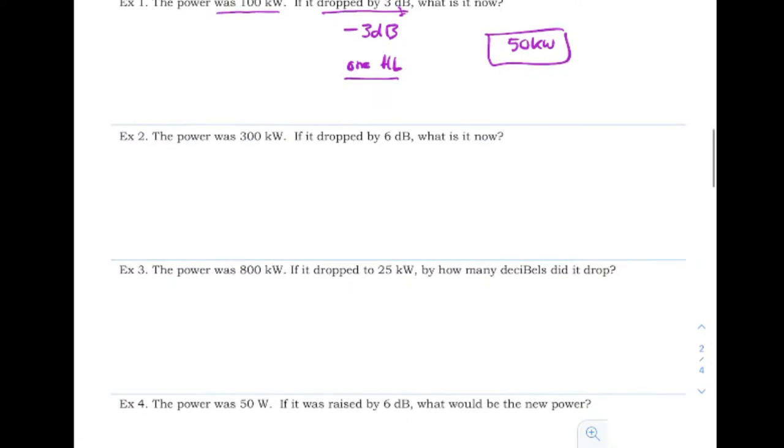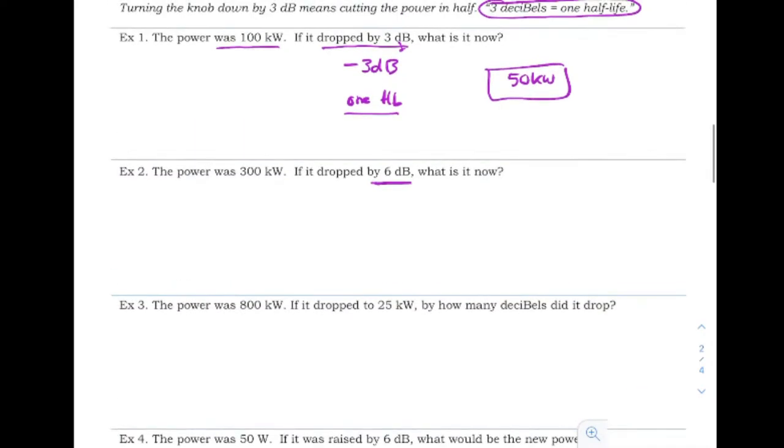Example 2, it dropped by 6 decibels. Well, 3 decibels is a half-life, so this means 2 half-lives, right? Every 3 decibels gets you a half-life. So 3 plus 3 is 6, so we got 2 half-lives. So if it was 300 kilowatts, we have to drop it in half twice. The 300 that we started with, we have to cut it in half twice. That's 1 half-life. This makes 2 half-lives. So we end up with 75 kilowatts on the way out.